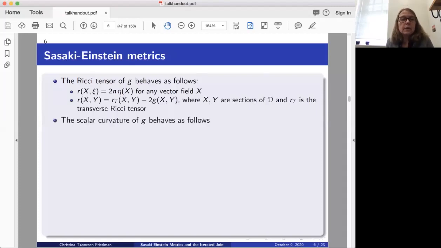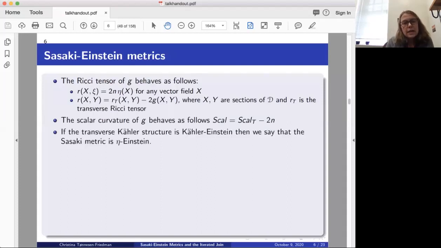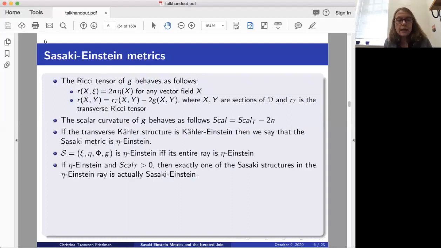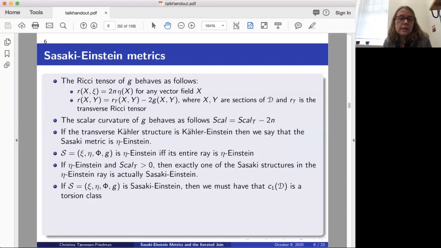The scalar curvature behaves a little bit nicer, a little more straightforward. So the scalar curvature is the transverse scalar curvature minus 2n. All right. If the transverse scalar structure is scalar Einstein, then we will say that the Sasaki metric is eta Einstein. So it's not necessarily Einstein, but we say it's eta Einstein. And a Sasaki structure is eta Einstein if and only if its entire ray is eta Einstein. If you have eta Einstein and the transverse scalar curvature is positive, then exactly one of the Sasaki structures in the eta Einstein ray is actually Sasaki-Einstein. So you can get to sort of the right scale going there.